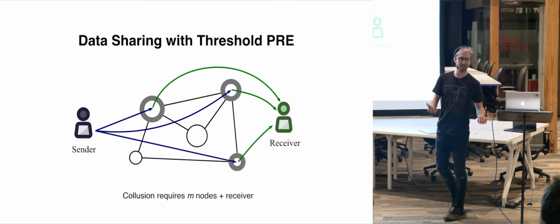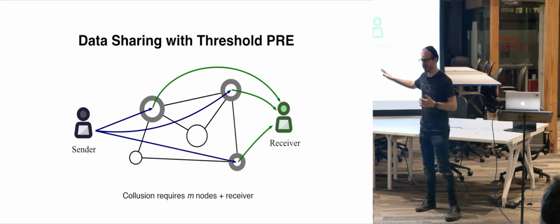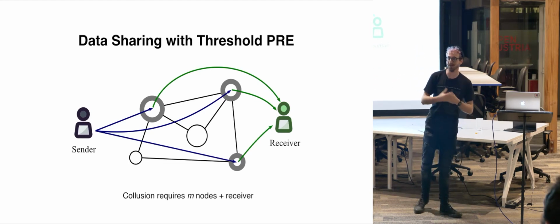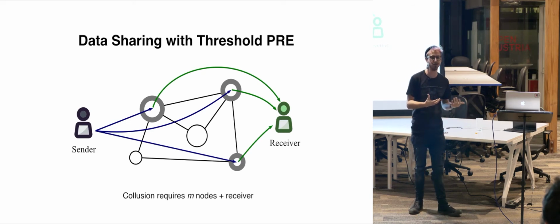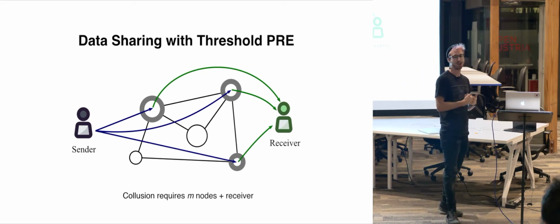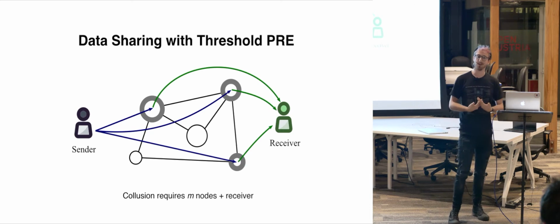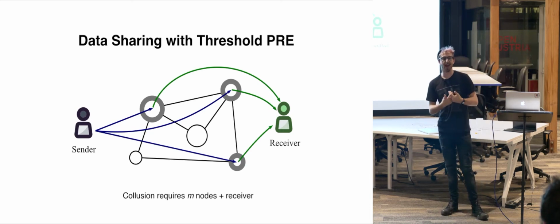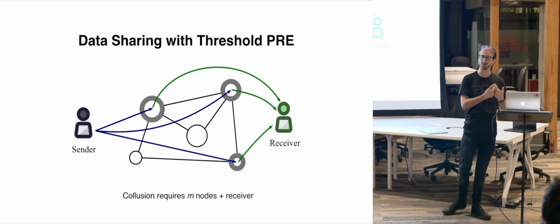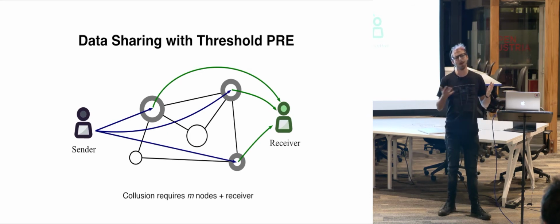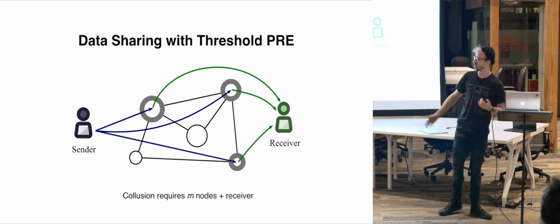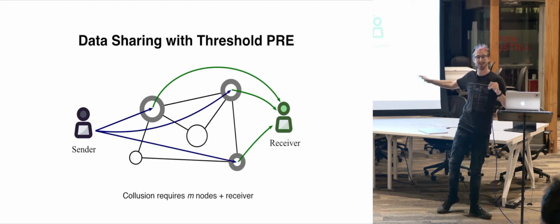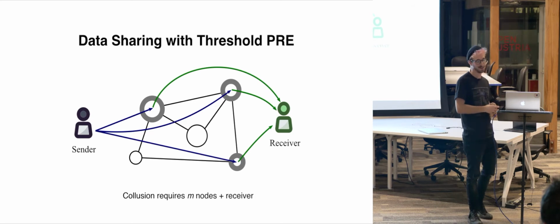Collusion to perform any of these attacks would then require M nodes and the receiver to collude together to prevent access. In traditional proxy re-encryption schemes, the receiver can collude with the proxies, or the Ursulas, to gain access to Alice's private key or just gain access to the data. But in this case, that kind of thing would require collusion with all these nodes together plus the receiver himself.